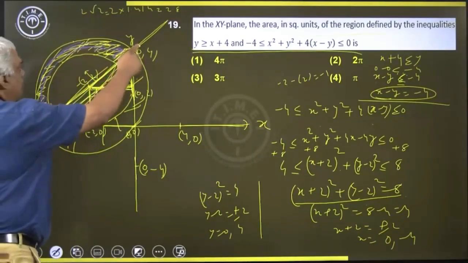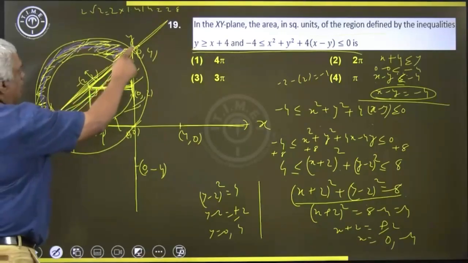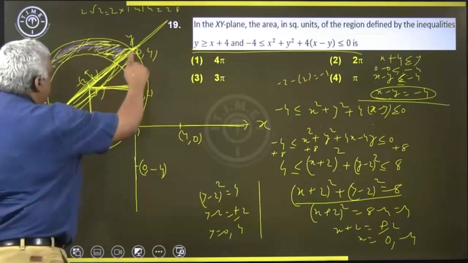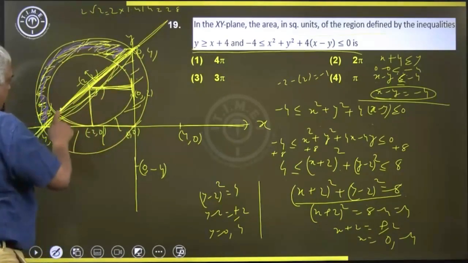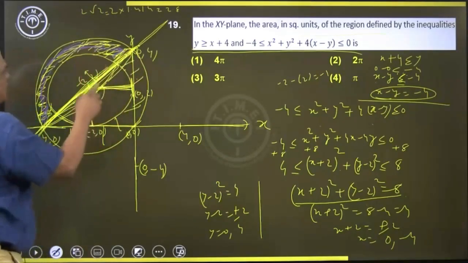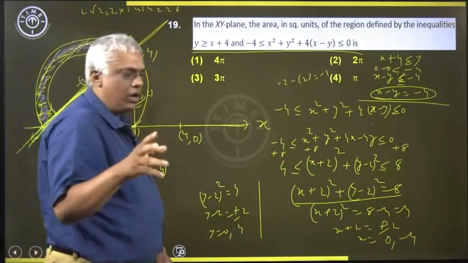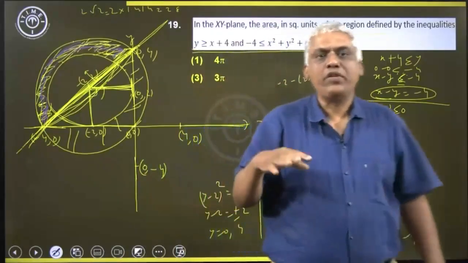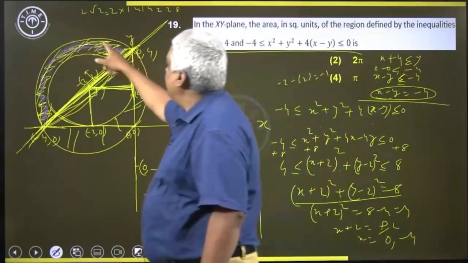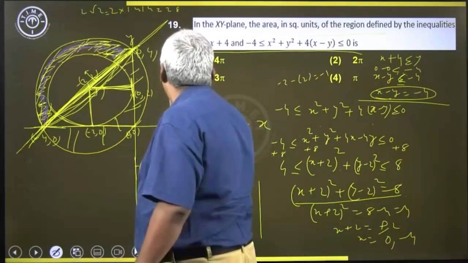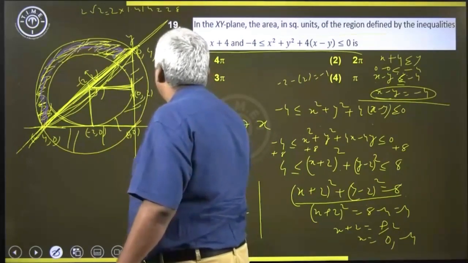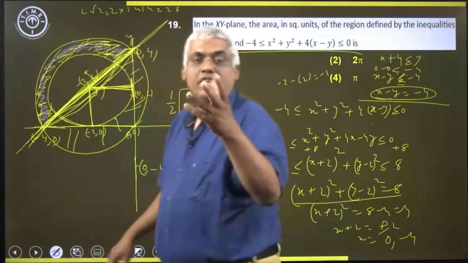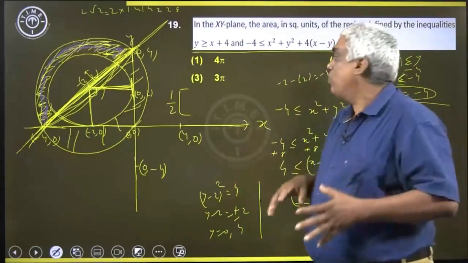So, since this is passing through the center at the two corners, this line is the diameter of the small circle, and this is the diameter of the big circle. So basically the answer will be half of the ring area. The area of the ring will be the big circle area minus the small circle area.